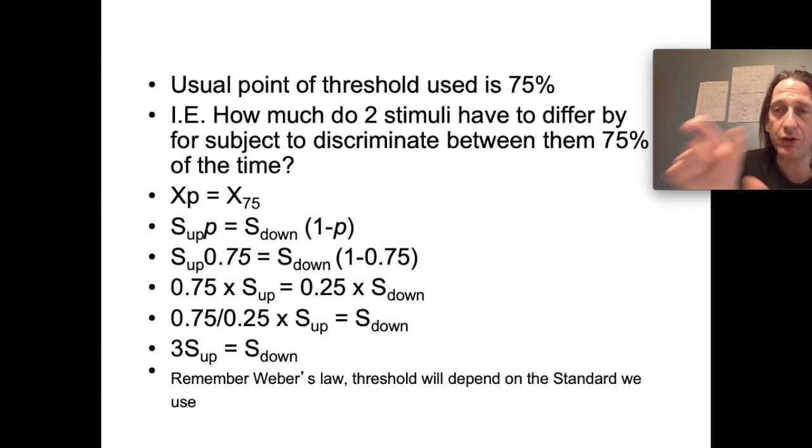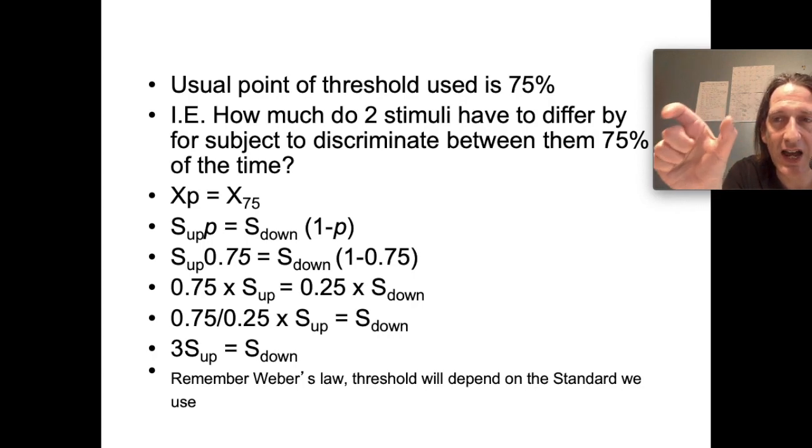On each trial, we randomize the order, okay? So people won't know which one is the standard, which one is the same on each trial. But what I decide to set that standard as will determine the difference threshold that I eventually find, because of Weber's law.